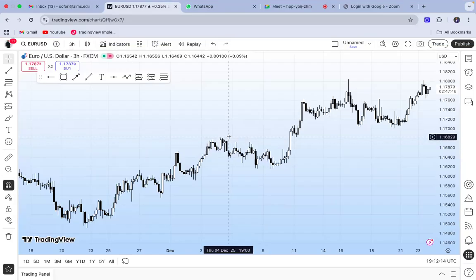All right. So candlesticks, these are the language of the market. And they tell us whether the market is going up or going down.